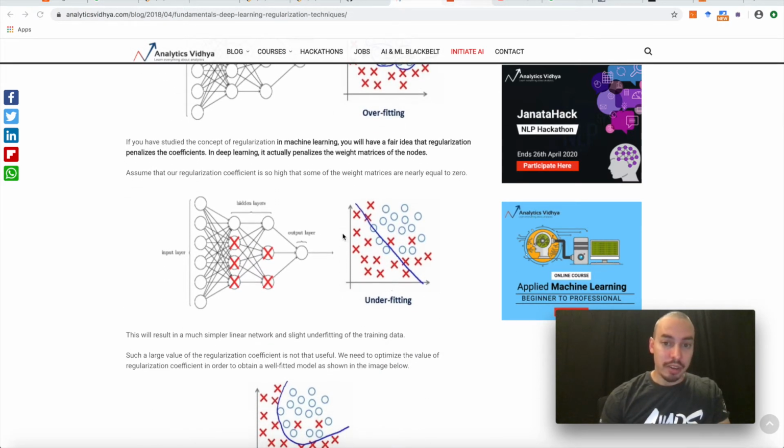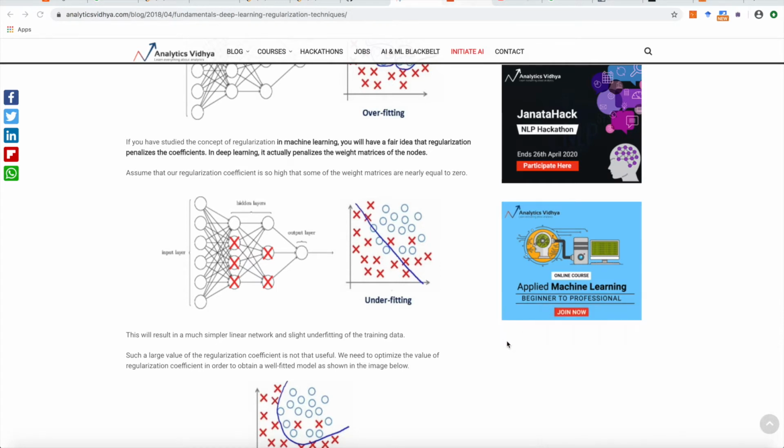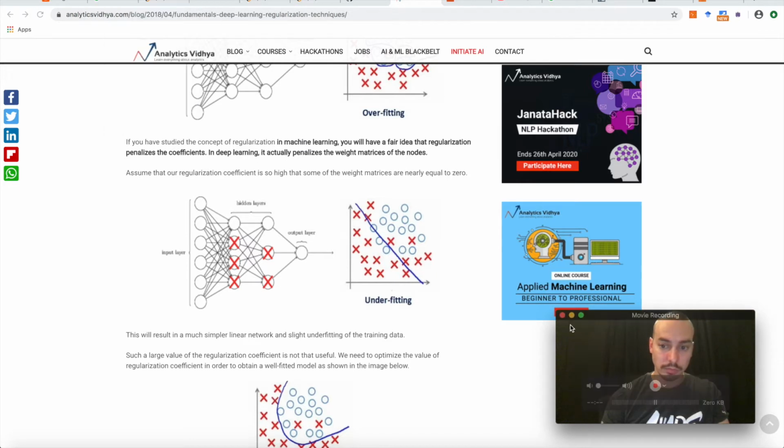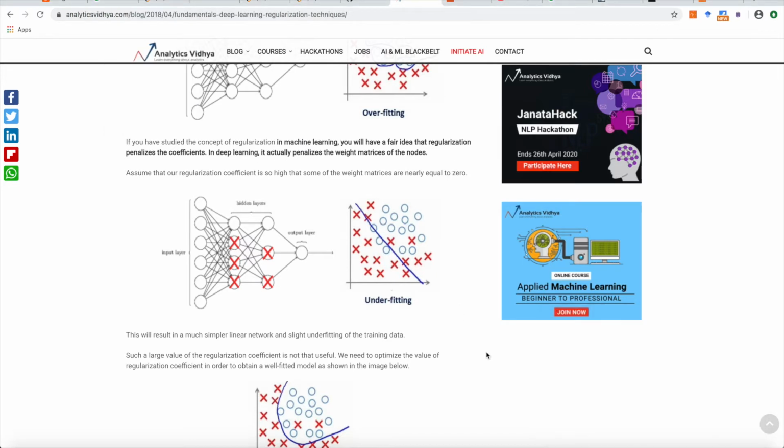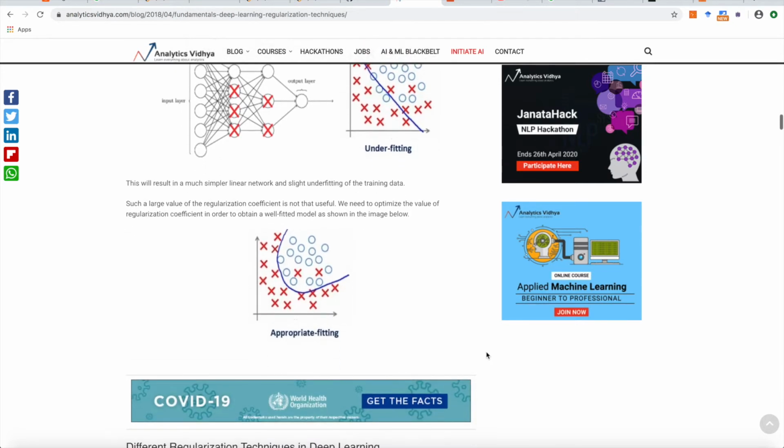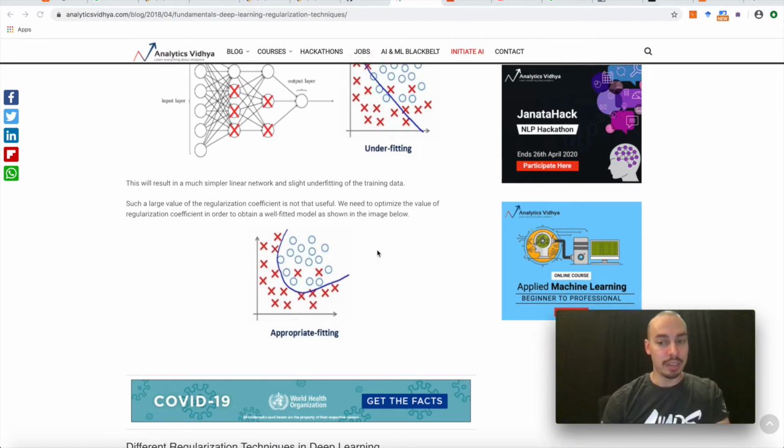So in machine learning, you will have a fair idea that regularization penalizes the coefficients. In deep learning, it penalizes the weight matrices of the nodes. So it's two different aspects of the same problem that we want to solve. We want to find a fit where the line has a nice distinction between one data set and the other, and those two outliers here don't really reign into the modeling.